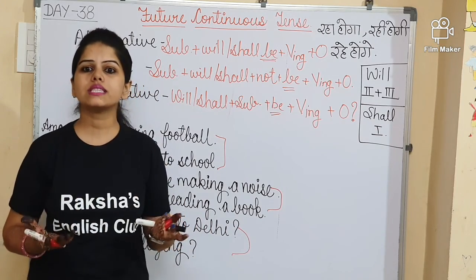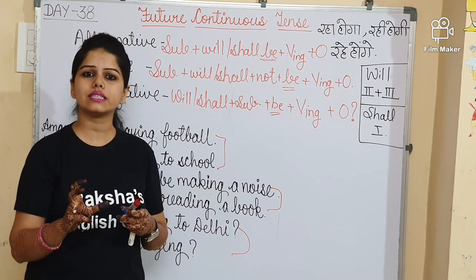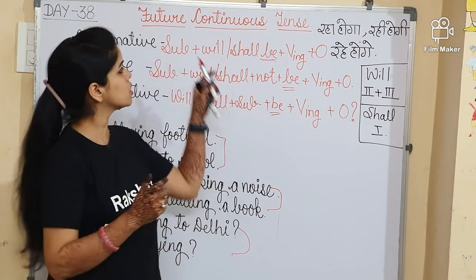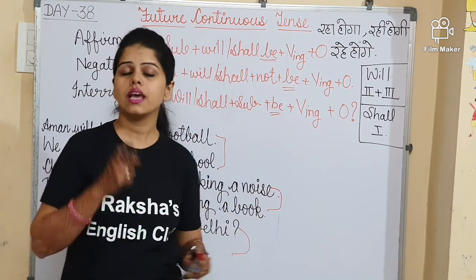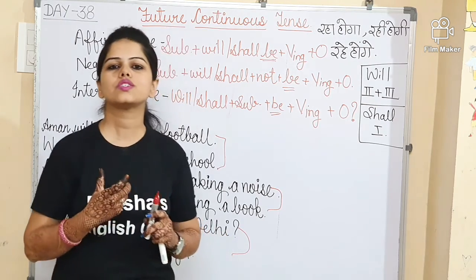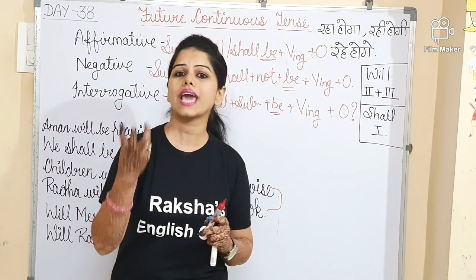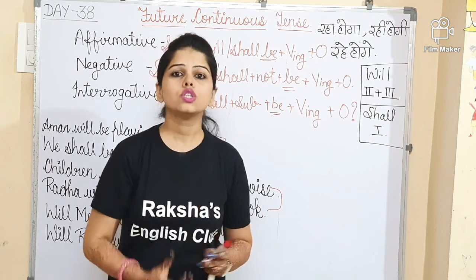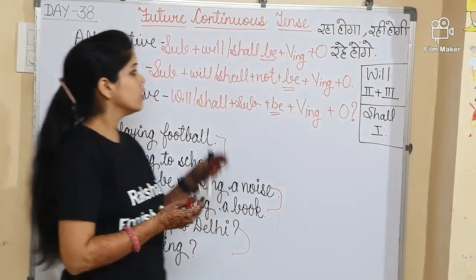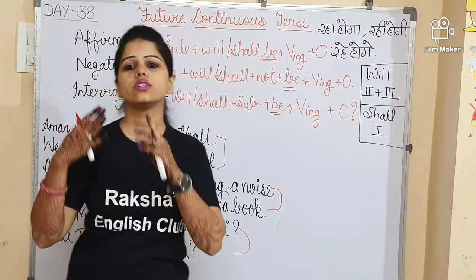So, what is this? Actually, if for a certain time, any activity will be running. Okay, this is a condition of future continuous tense. If for a definite time, any action will be running in the future. Okay, एक निश्चित समय पर अगर कोई activity चल रही होगी, to express that activity, to speak that activity, we use this structure and those activities come in future continuous tense.